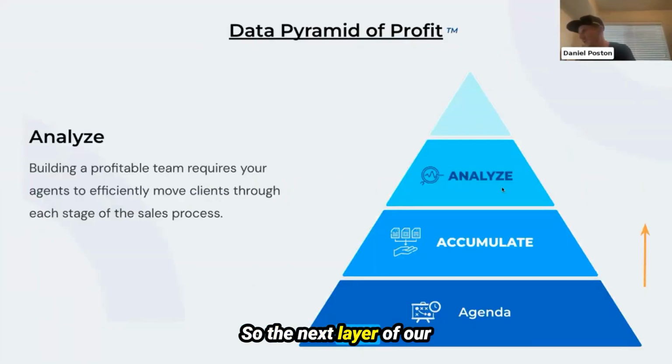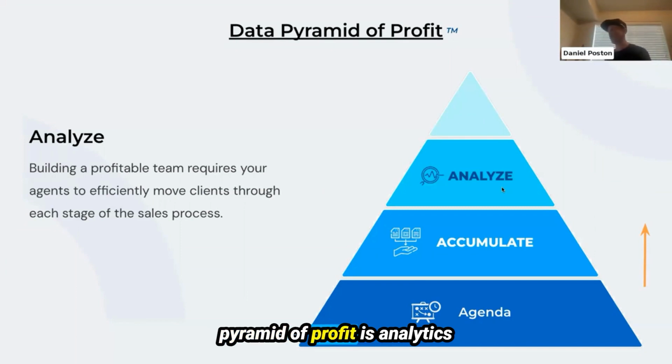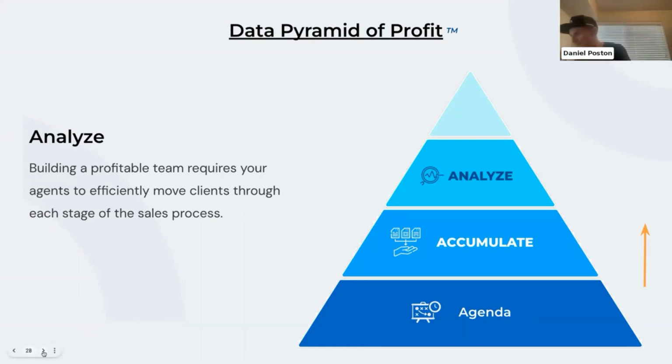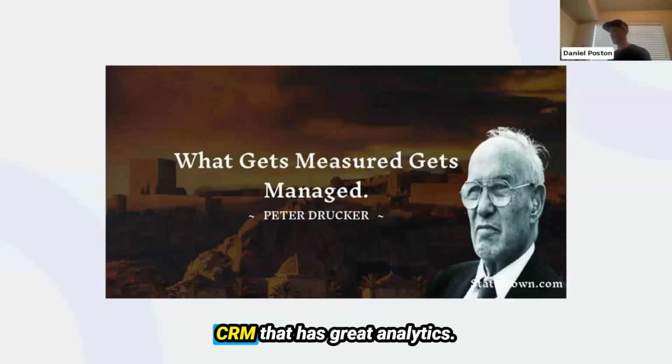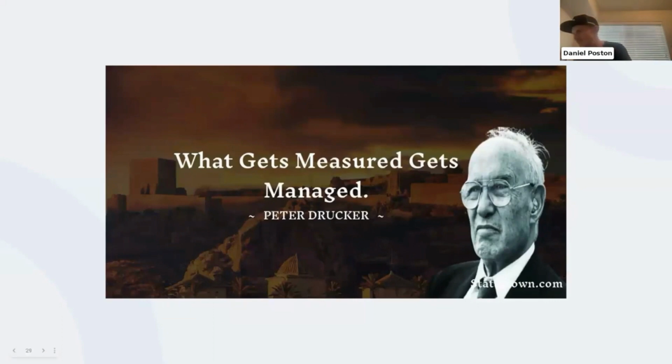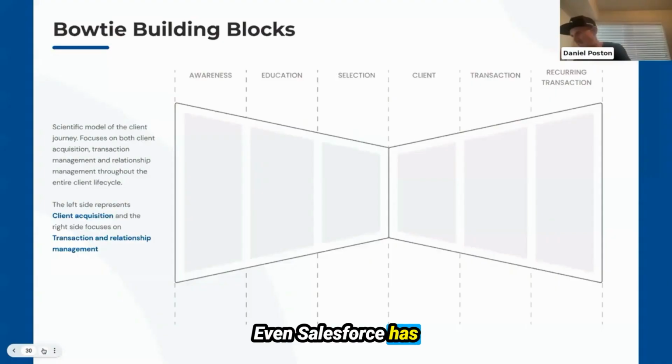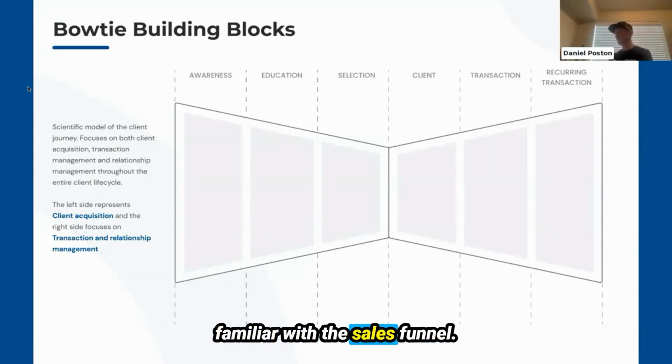So the next layer of our pyramid of profit is analytics, or analyzing the team. Building a profitable team requires your agents to efficiently move clients through each stage of the sales process. World famous management guru Peter Drucker says, what gets measured gets managed. Now, Follow Up Boss is a great CRM, but there's no CRM that has great analytics. Even Salesforce has insufficient reporting.